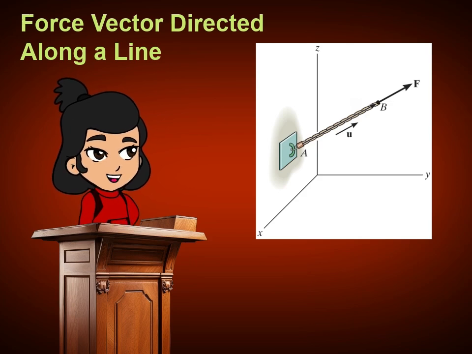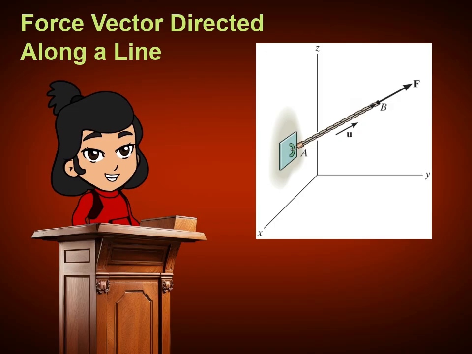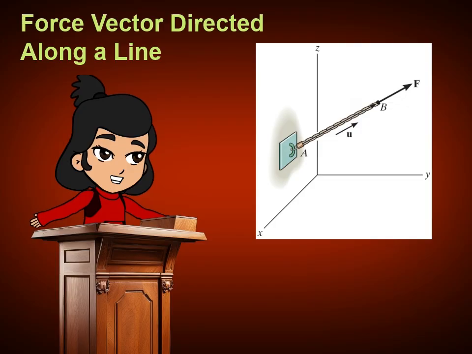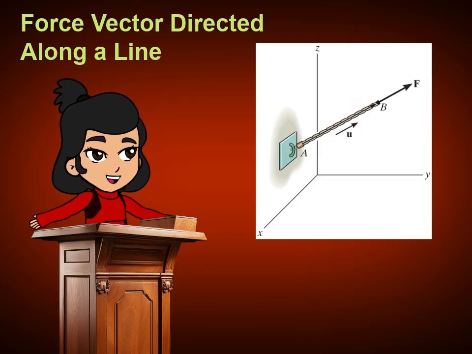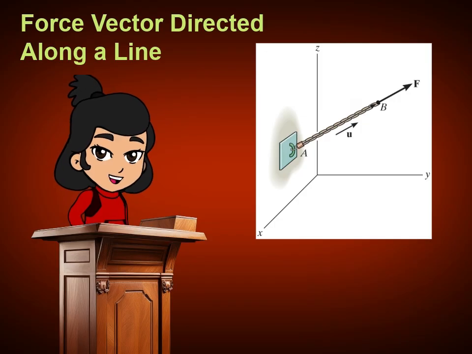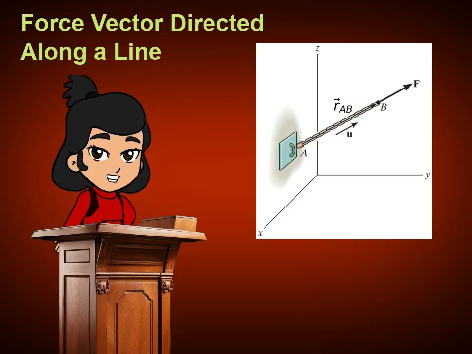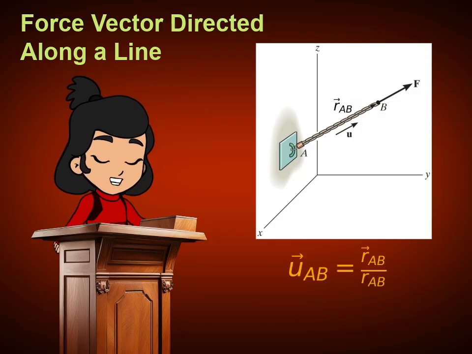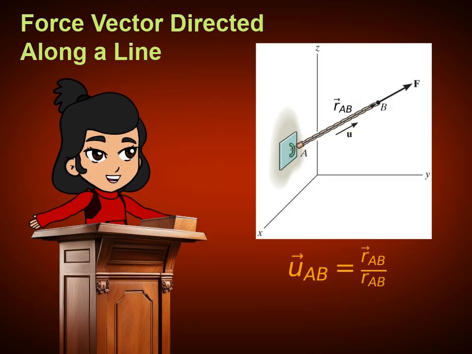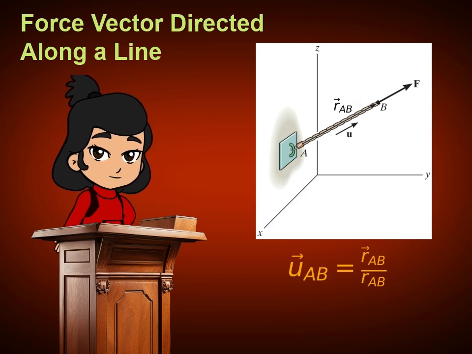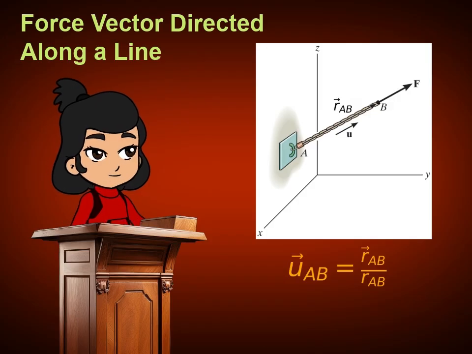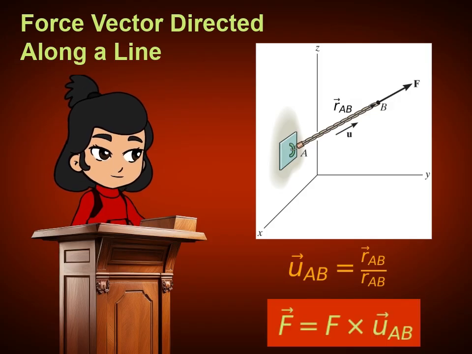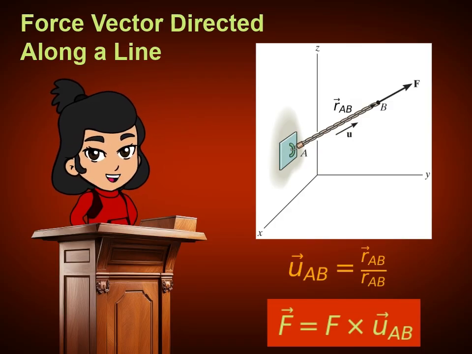If a force is directed along a line, then we can represent the force vector in Cartesian coordinates by using a unit vector and the force's magnitude. In order to do this, we must first find the position vector RAB along 2 points on that line. Secondly, we should find the unit vector describing the line's direction. In this case, the unit vector UAB is equal to the position vector RAB divided by the magnitude of the position vector RAB. Finally, we multiply the unit vector by the magnitude of the force. So the force vector is equal to the magnitude of the force times the unit vector UAB.